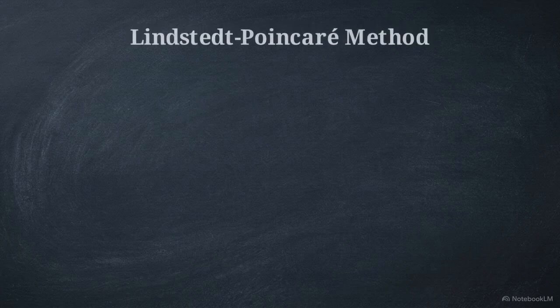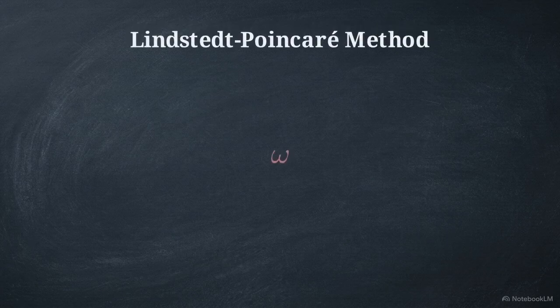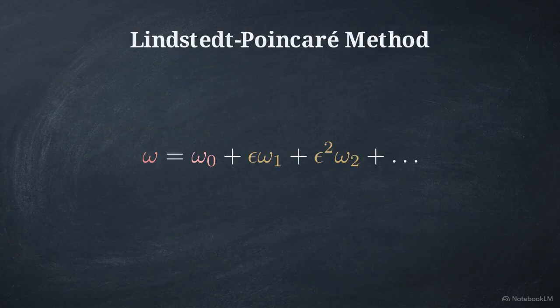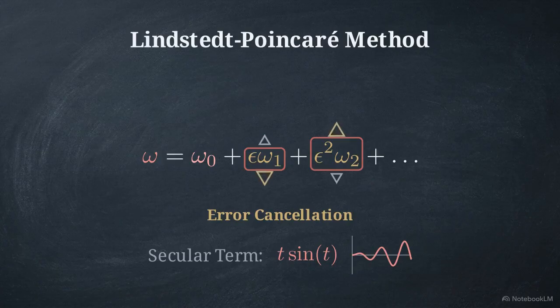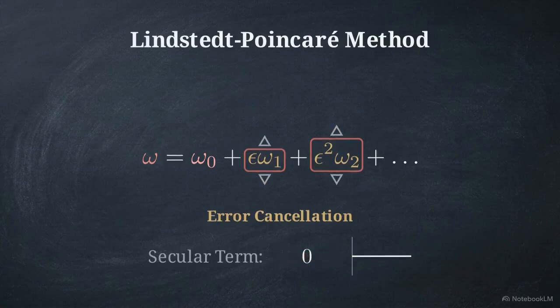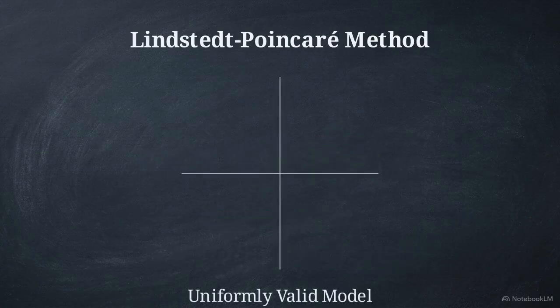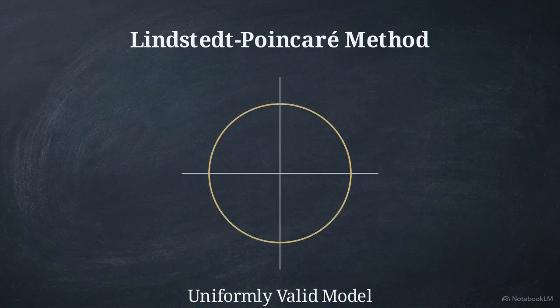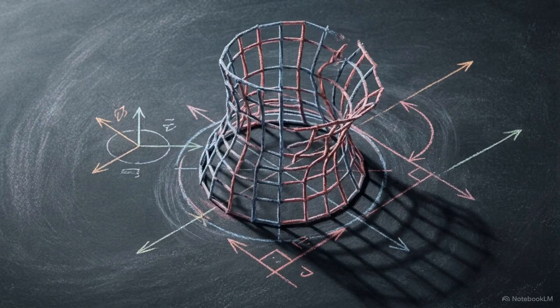The Lindstedt-Poincaré method solves this. Instead of only expanding the amplitude, it treats the unknown frequency itself as a power series. By carefully tuning the coefficients of this frequency expansion, we can mathematically force the secular terms to zero. The result is a valid, uniform model of the orbit. However, when systems have stronger nonlinearities, simple perturbation methods fail entirely. For these cases, we use the harmonic balance method.